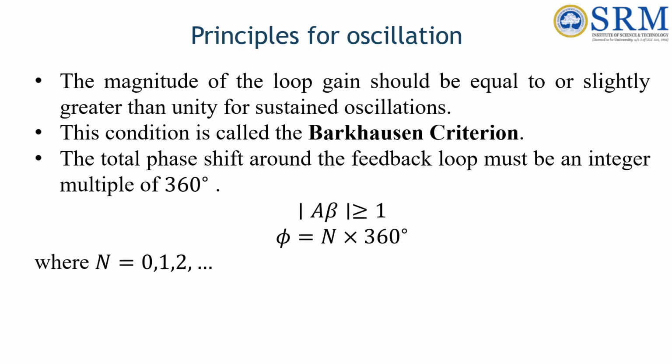The total phase shift around the feedback loop must be 0, 360, 720 and so on, so that the feedback signal remains in phase with the input signal. When both magnitude and phase conditions are satisfied, stable sinusoidal oscillations are obtained.